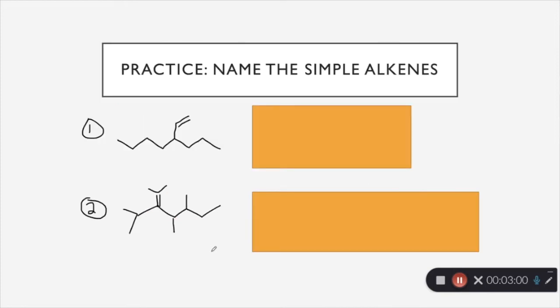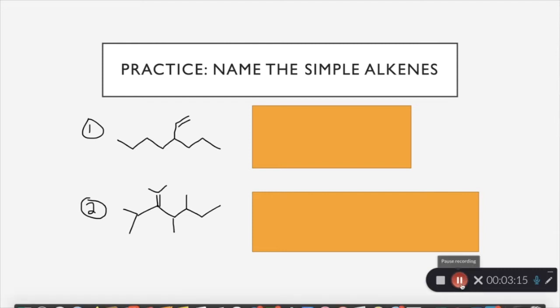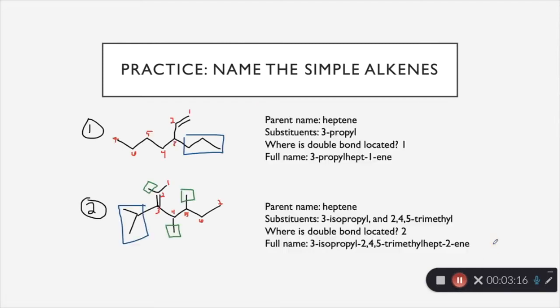So practice, name the simple alkenes. Go ahead and pause the video and then see if you can list out the parent name, the substituents, and make sure you put in there what number the double bond starts on. All right, here are the answers.